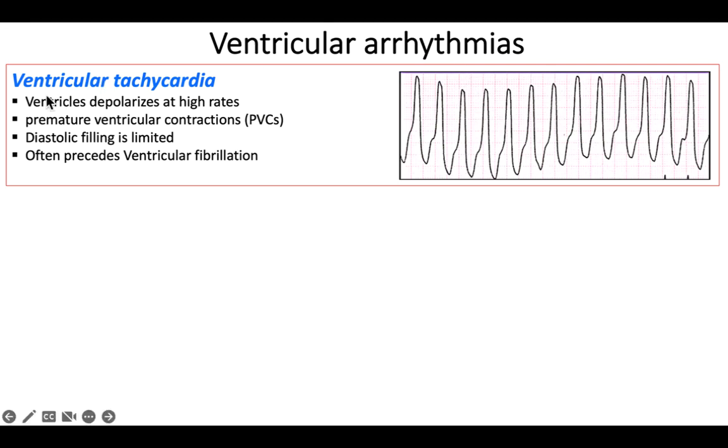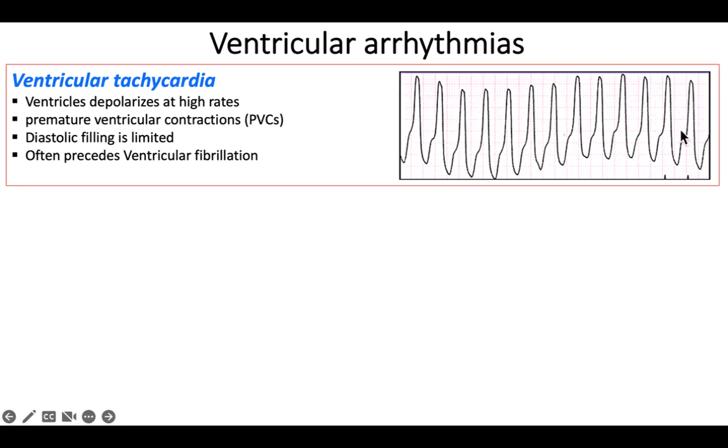This arrhythmia is known as ventricular tachycardia. Tachycardia means fast heart. This happens to be the ventricular contractions are fast. If we just use the word tachycardia, that just means a fast heart rate, anything over, say, 100 beats per minute. But this is specifically the ventricles. The ventricles are depolarizing at a high rate. We often call this premature ventricular contractions, or PVCs.